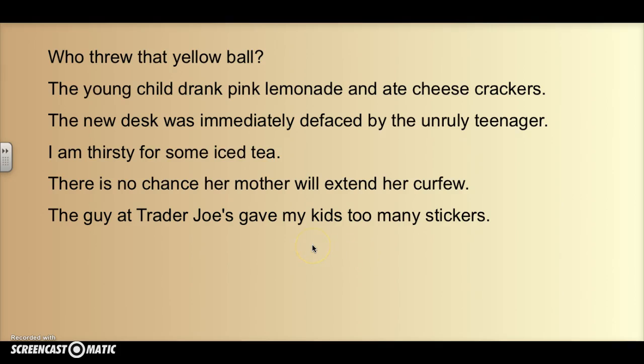So go ahead and hit pause and look over these sentences. Try to identify what adjectives you see and identify the articles as definite or indefinite. Hit pause now. I'll resume speaking in about 3 seconds.